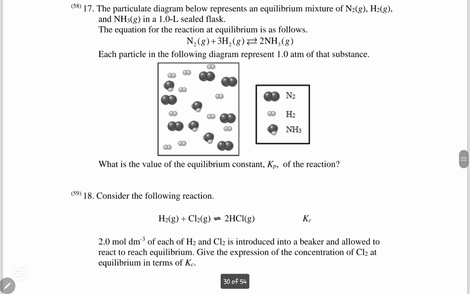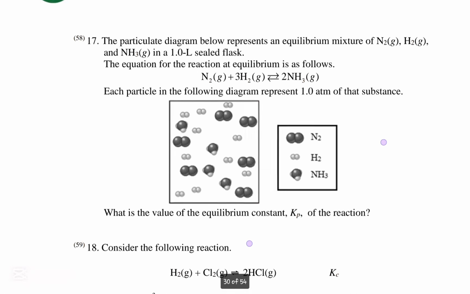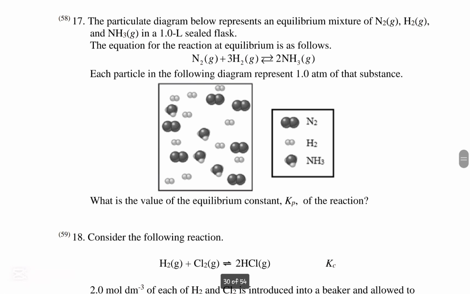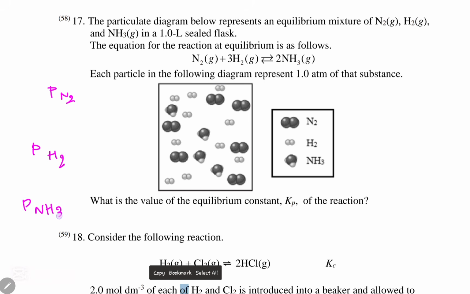We move on now to question 17. The particulate diagram below represents an equilibrium mixture of N2 gas, H2 gas, and NH3 gas in a 1 liter sealed flask. Each particle shown below represents 1 atmosphere of that substance. So what's the value of the equilibrium constant Kp? What we could do is find the partial pressure of N2, the partial pressure of H2, and the partial pressure of NH3 just by counting whatever we have.